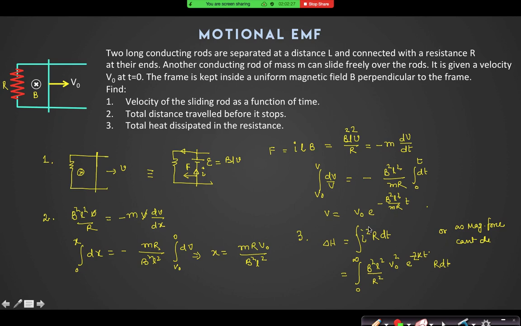Or if you do it, you can also use energy conservation, as the magnetic force cannot do any work. So whatever the heat dissipation is, it is the change in kinetic energy only. Finally it is at rest, initially it was half m v square. The change in kinetic energy is the heat dissipation. So that should be the answer of this question. Even if you integrate, you will find the same answer, half m v0 square. Right? So alternatively, you can also apply energy conservation.